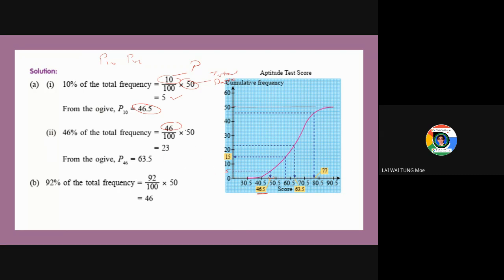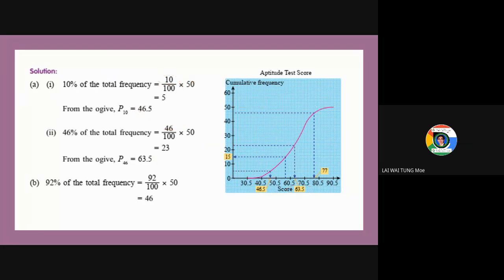For the 46th percentile, we do the same thing. 46 over 100 times 50, you get 23. So go to your graph and identify where your 23 is. It's actually here. Then go to your ORGIF and go down to your x-axis to read the value. So 63.5 is your 46th percentile. This is the answer for A.